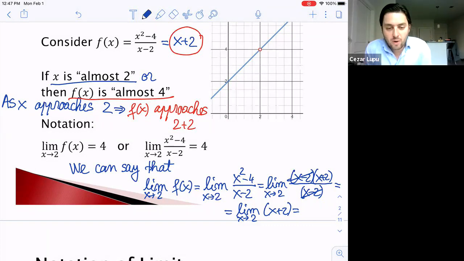Okay, so as x approaches 2, what do you think x plus 2 will approach? Can you tell me? So it's 2 plus 2, which is 4. Let me write that.